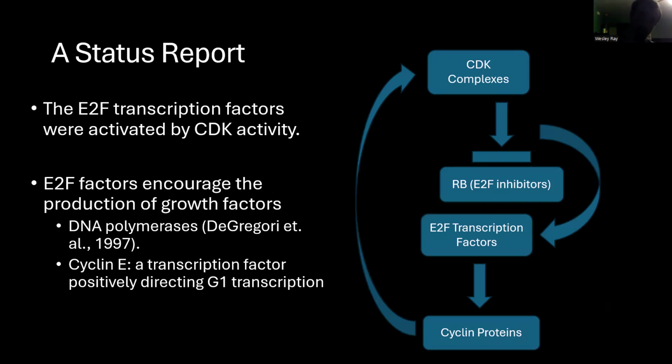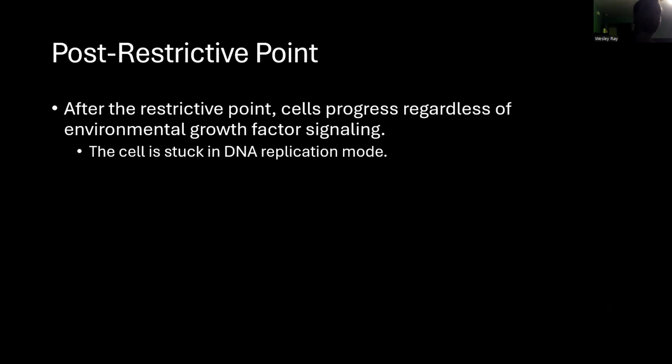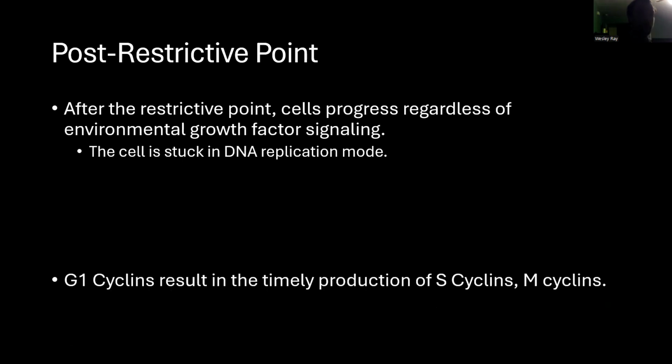So at the restriction point, let's make the assumption that we go through the restriction point. The cell does not enter G0. The cell is going to continue on into S phase, later on into G2 if it is not arrested. Okay, so post-restriction point, cells are progressing regardless of environmental growth factor signaling. So they are no longer requiring external growth signals. They have enough intrinsic growth signal to proceed with their process unless something is going wrong with genes. It is stuck in DNA replication mode in a good way. That's a good start.